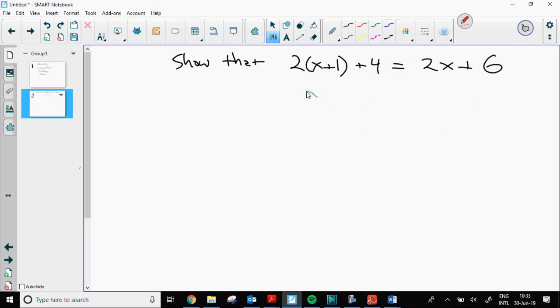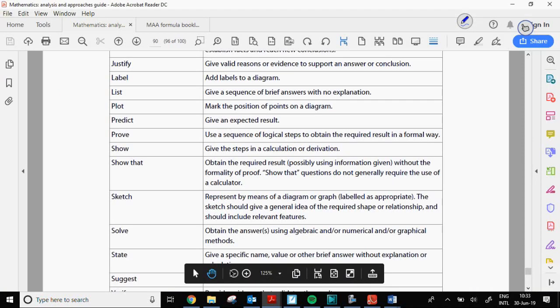So whenever we have a show that question, I always say just don't cross the equal sign. Do whatever you need to do to the left-hand side, do whatever you need to do to the right-hand side, and eventually they should match up. So obviously in this case, we would just distribute the 2 and then recognize that 2 plus 4 is equal to 6, and now they're the same thing. That's how we're going to do a show that question.